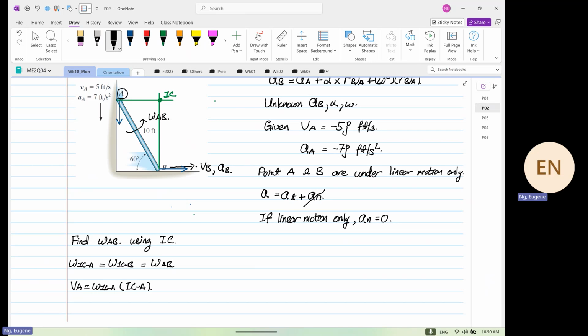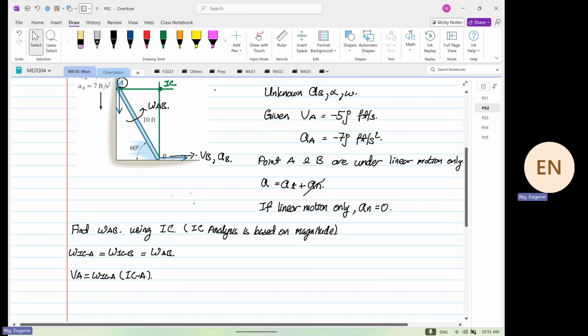Okay. Now, I have an email from students. When is it a vector? When it's instantaneous center analysis, it is based on what? Okay, it's just based on magnitude. Okay, it's a scalar. It's not a vector at all. Are we clear?